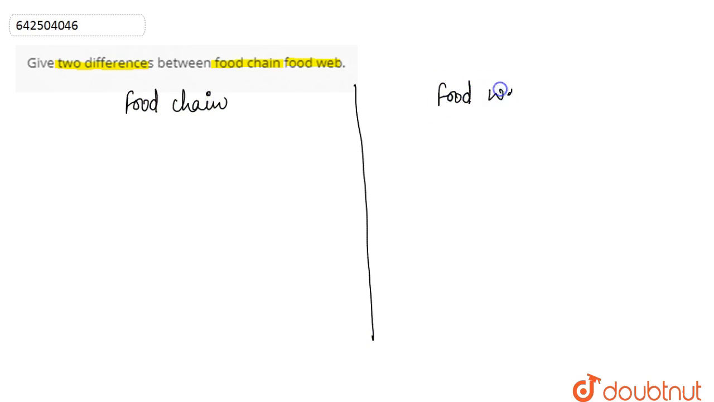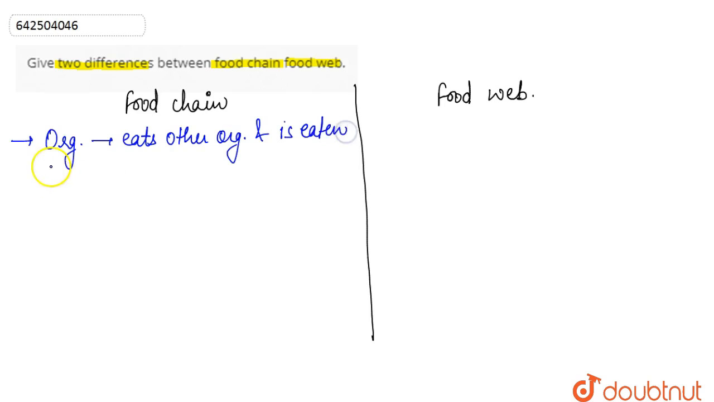If we talk about this question, we're asked to give two differences between food chain and food web. So basically, a food chain is a sequence of processes in which a series of organisms feed on one another, in which one organism eats another organism and is eaten by another organism. So that's the food chain.